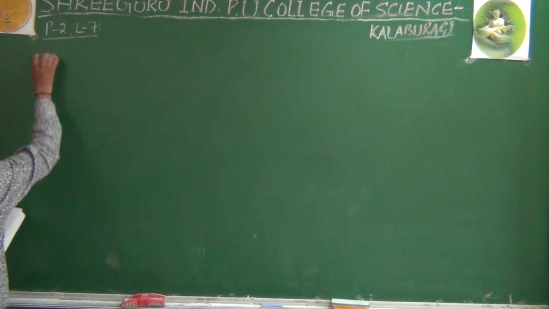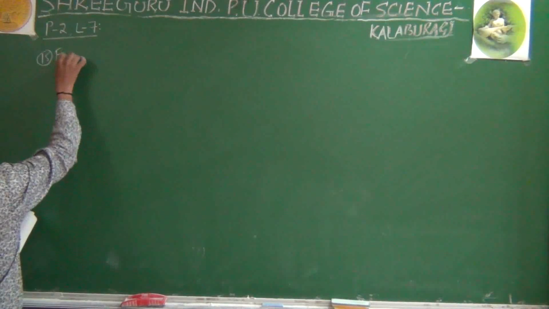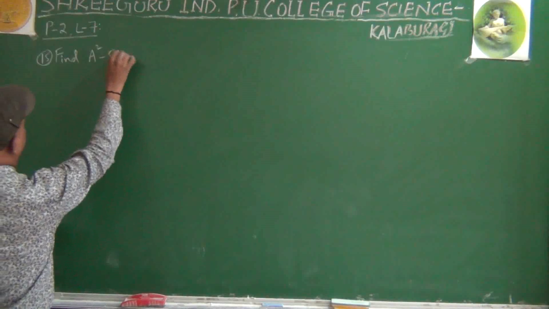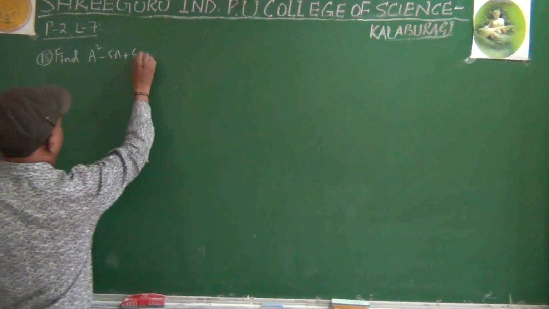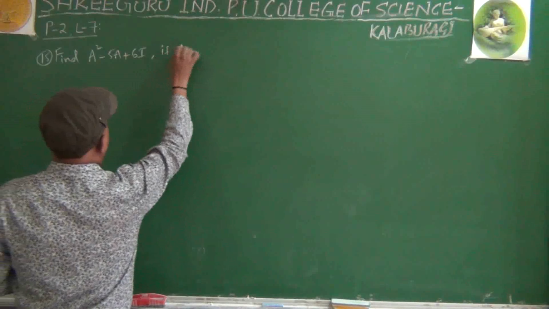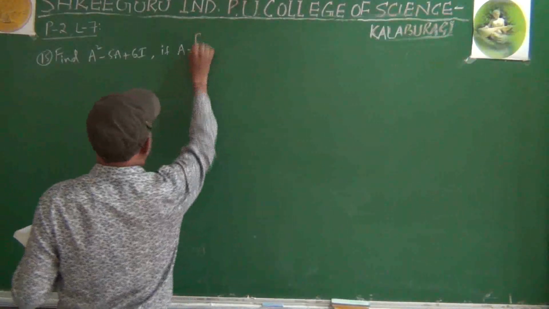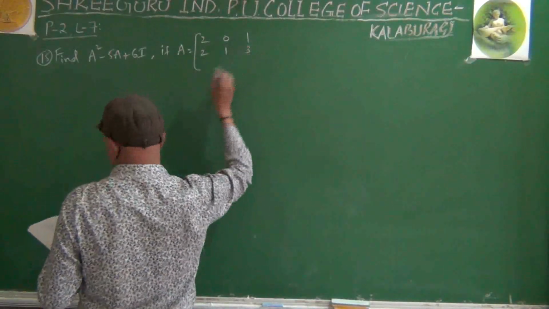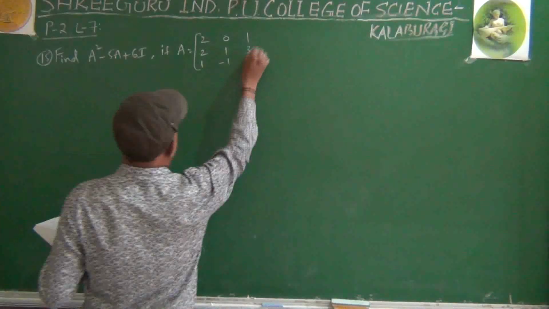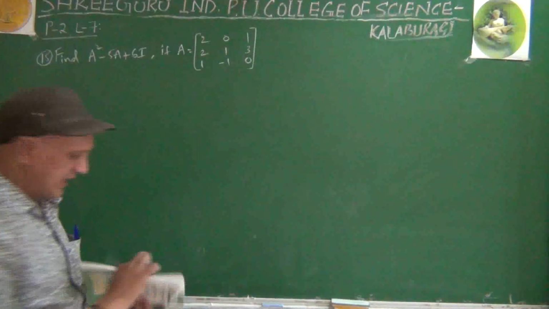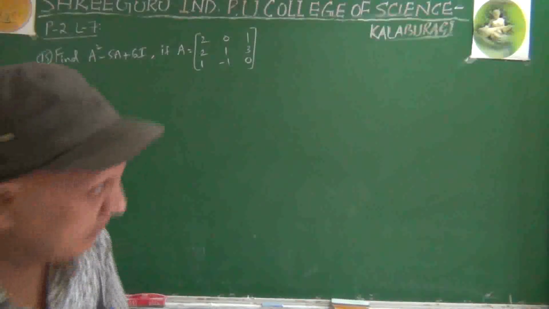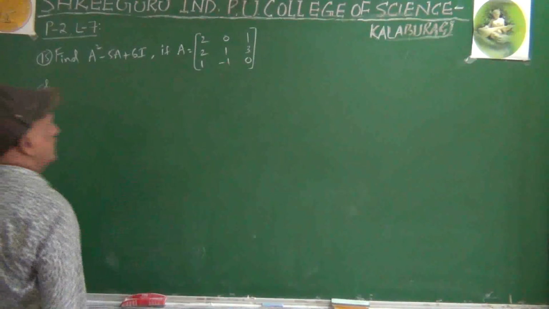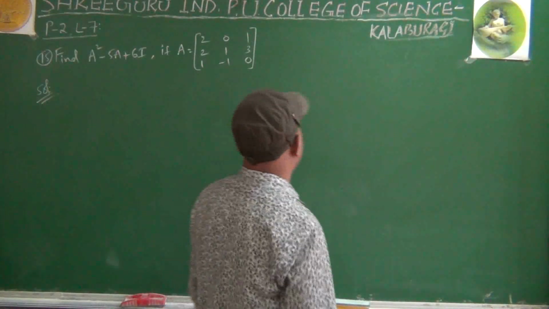Next one, the 15th question: find a square minus 5a plus 6i, if a equals the matrix 2, 0, 1, 2, 1, 3, 1, minus 1, 0. A square minus 5a plus 6i we have to find.